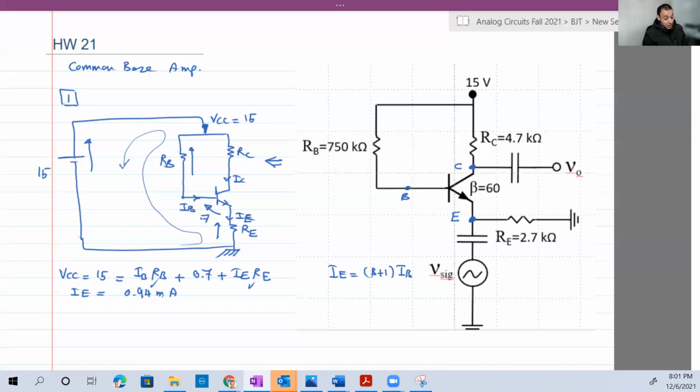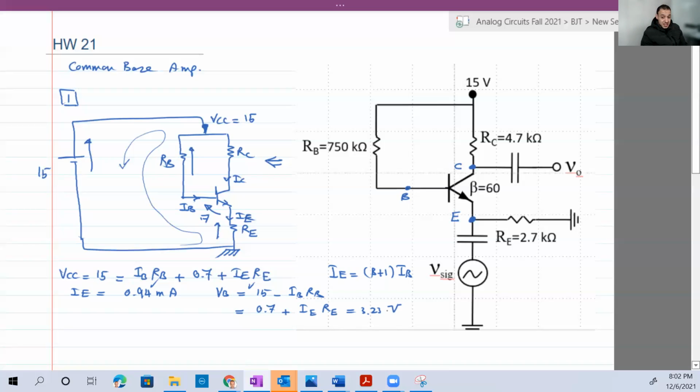If you want to calculate VB, for example, VB will be, you can say, 15 minus IB RB. Or you can say both are the same, that it's basically equal to 0.7 plus IERE. Of course, if you do both, you will find a very slight difference between them, but not exact. But that's an acceptable approximation. Okay. So if you do that, VB will be 3.23 volts.